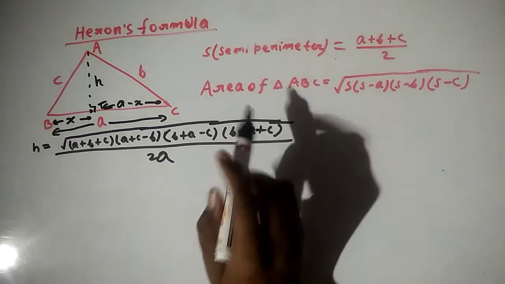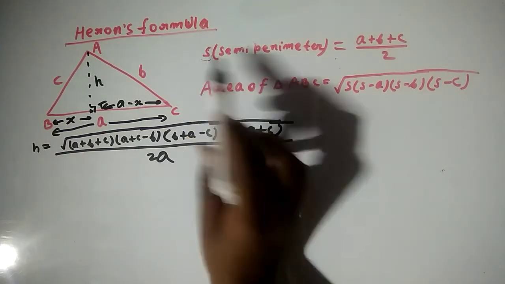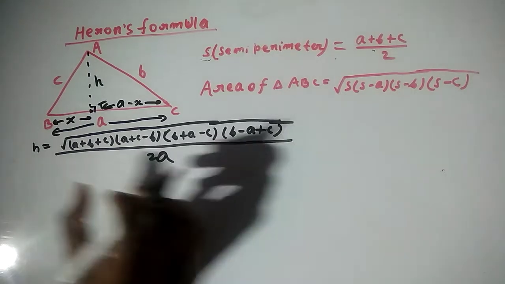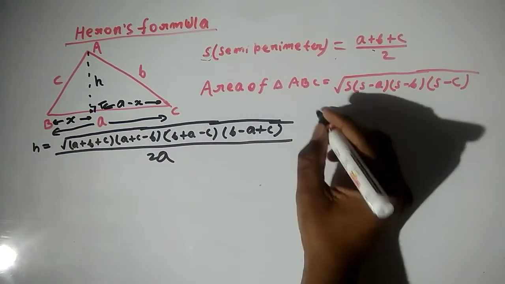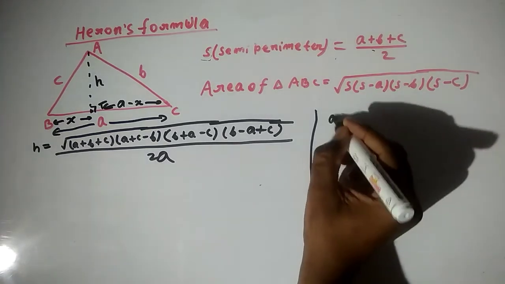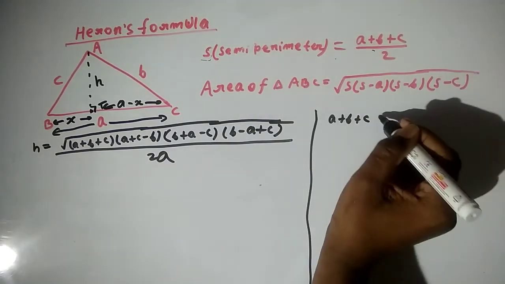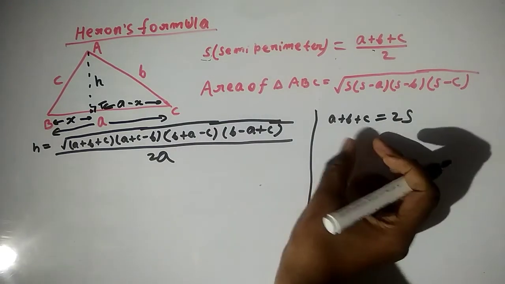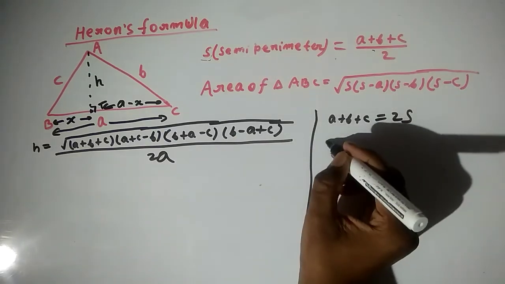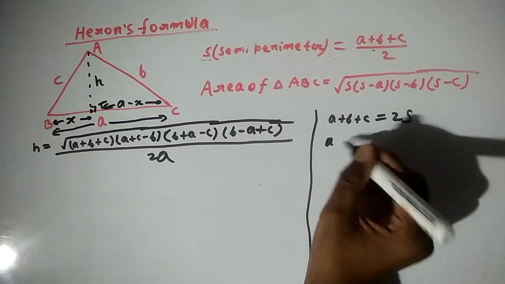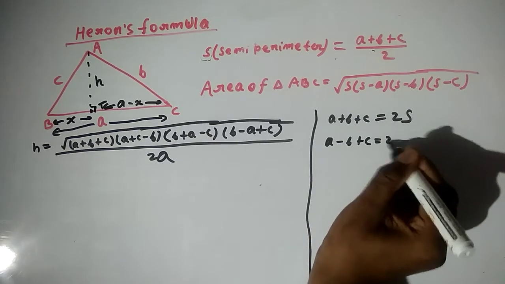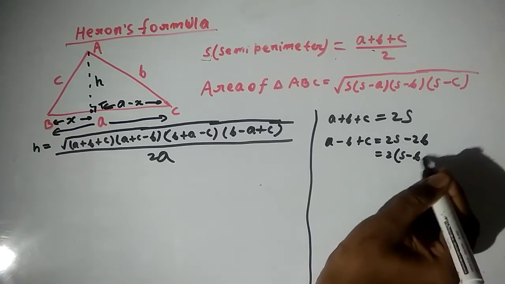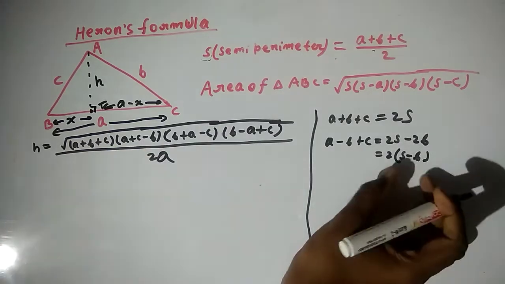Now see, what is our s? s is a plus b plus c over 2. It is the semi-perimeter. So therefore, what is a plus b plus c in terms of s? Let me write it down here. a plus b plus c is simply 2s. Okay. Now, if I subtract both sides by 2b, what will I get? a plus c minus b is 2s minus 2b, which is 2 times s minus b, means this is equal to this.